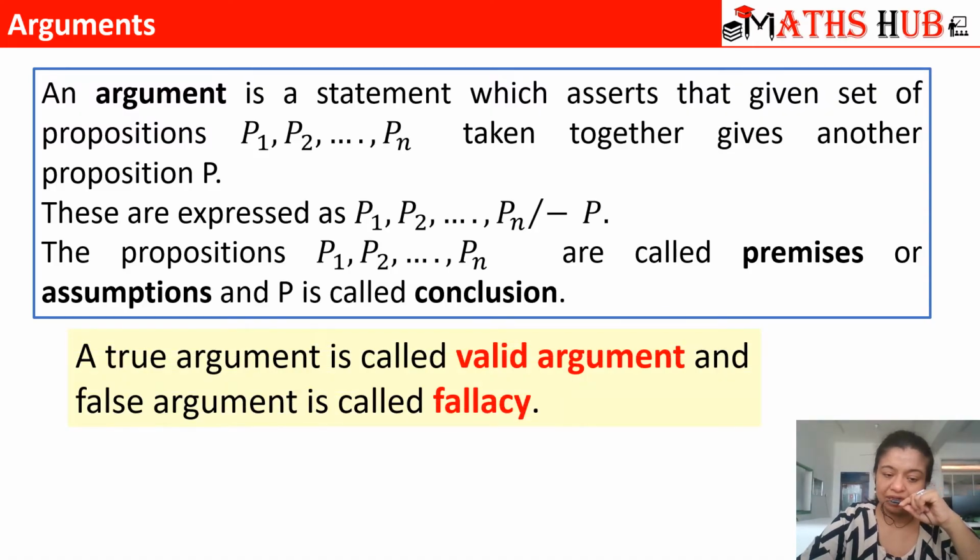So whenever an argument is true, it is called a valid argument, and whenever the argument is false, it is called a fallacy, right? So a group of propositions taken together when it gives rise to a new propositional statement, that propositional statement is said to be an argument, and that argument can be true, which leads to a valid argument, and if that argument is false, then it leads to a fallacy, right?